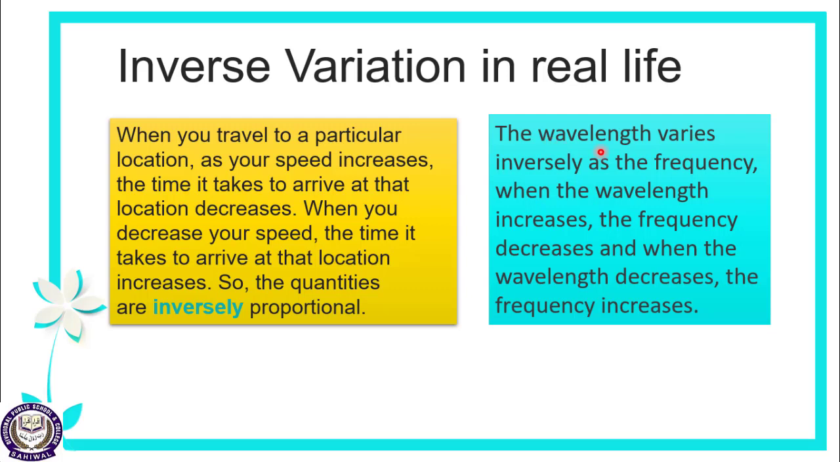Similarly, when we are discussing the wavelength and the frequency of some objects, we know that as the wavelength increases, the frequency decreases, and as the wavelength decreases, the frequency increases. So, wavelength and frequency are inversely proportional to each other, or we can say that they are in inverse variation.